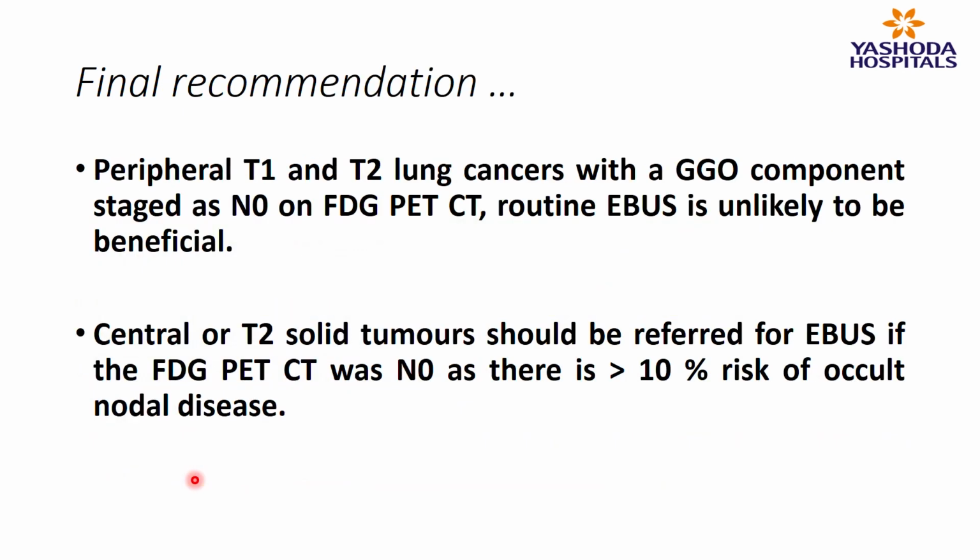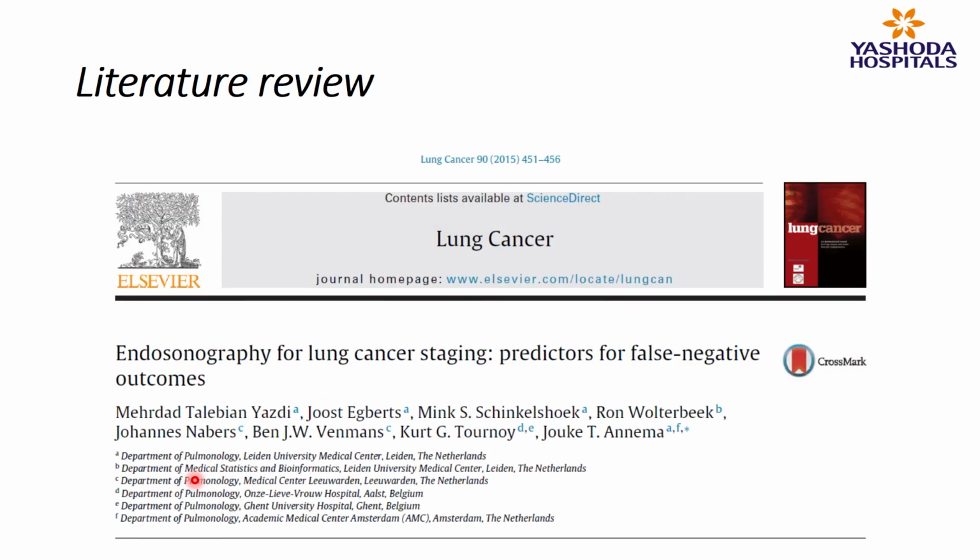The final recommendations were that lesions with T1 and T2 and having a ground glass appearance in the periphery do not require EBUS if the PET is negative, while central tumors, even with a PET negative lymph node, should go for EBUS when the risk of the node being positive is more than 10%.